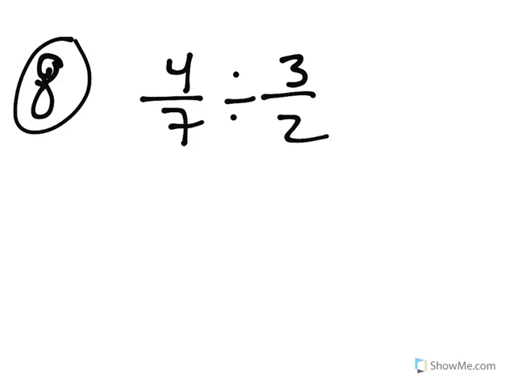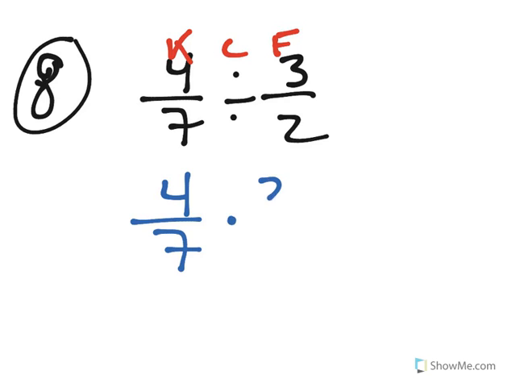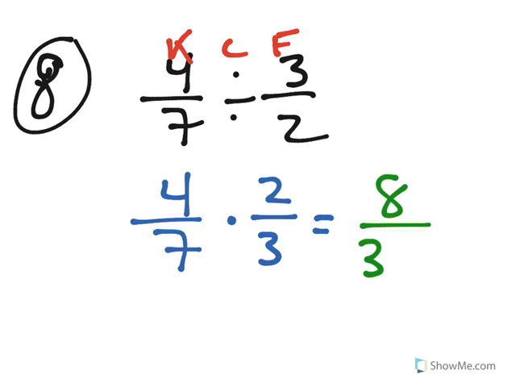Okay, number 8 was dividing fractions. You got to remember your KCF when you're dividing fractions. So KCF, you keep the first fraction, change to multiplication, flip the second fraction. Now I just follow my multiplication rules, and I'm going to say 4 times 2 is 8. 7 times 3 is 21.